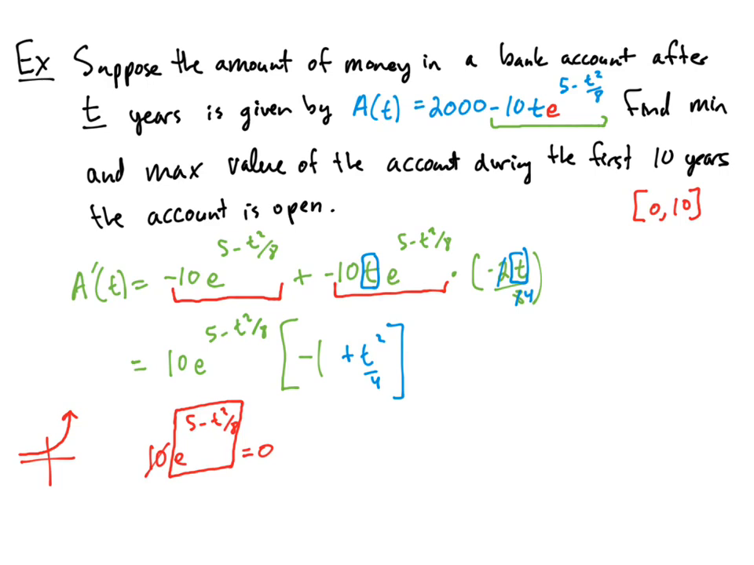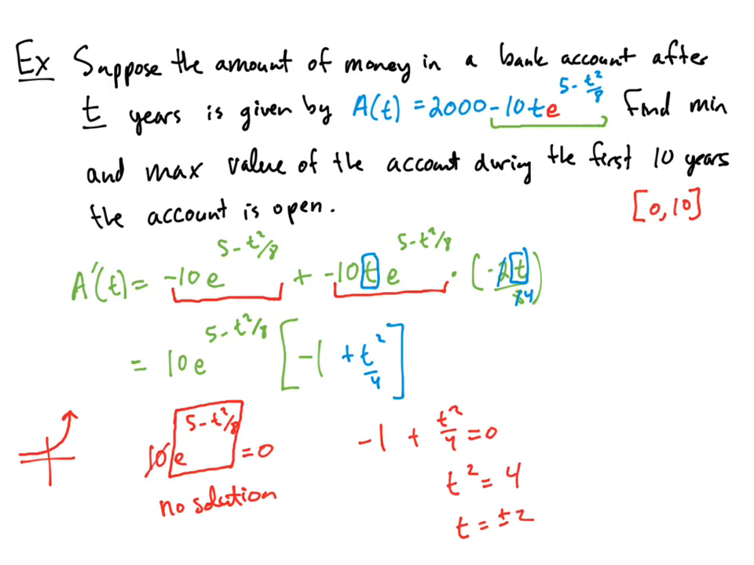If t is a positive number, I'm going to get a positive number for that expression. If t is a negative number, I still get a positive value. And if t is 0, that'll just be e to the 5th. So this will never be equal to 0. For this equation, we're going to say no solution, so that equation does not yield any critical points. For the next equation, negative 1 plus t squared over 4 is equal to 0. If I add 1 and then multiply both sides by 4, I get t squared is equal to 4, and then t is plus or minus 2.